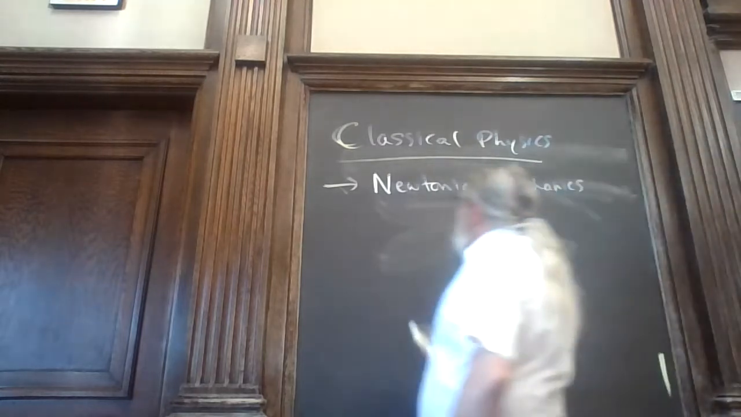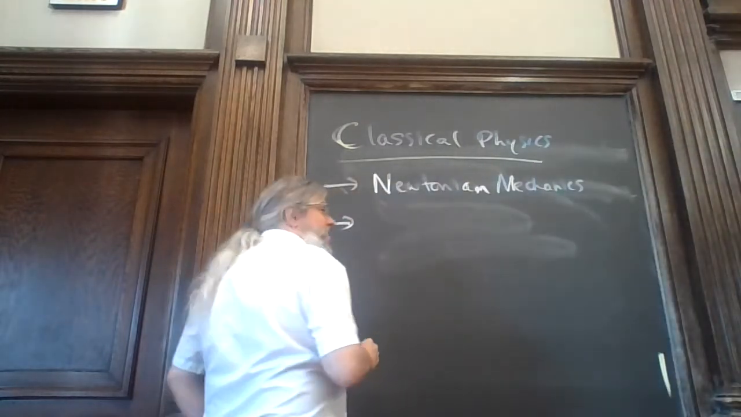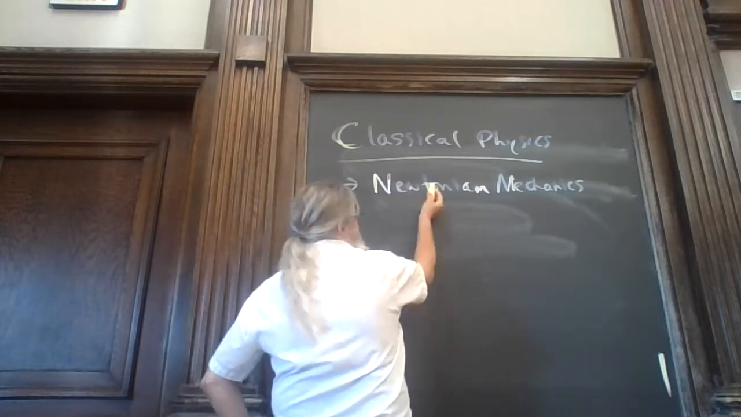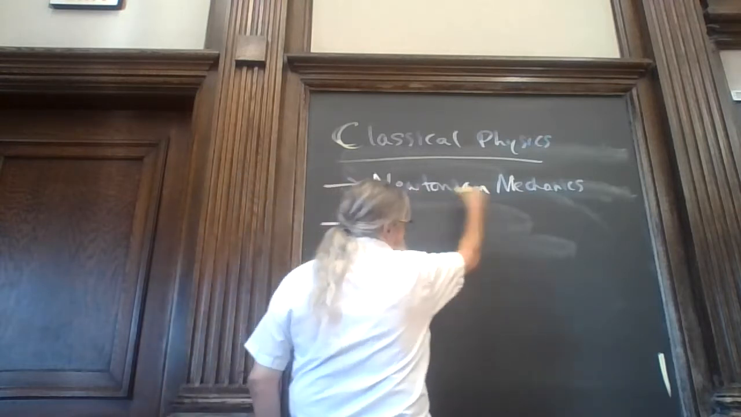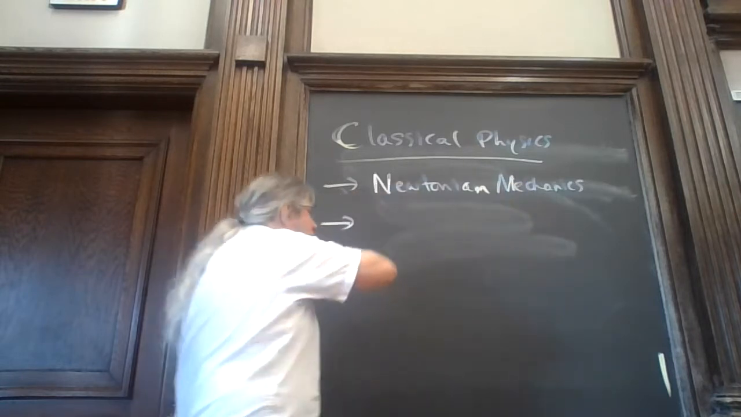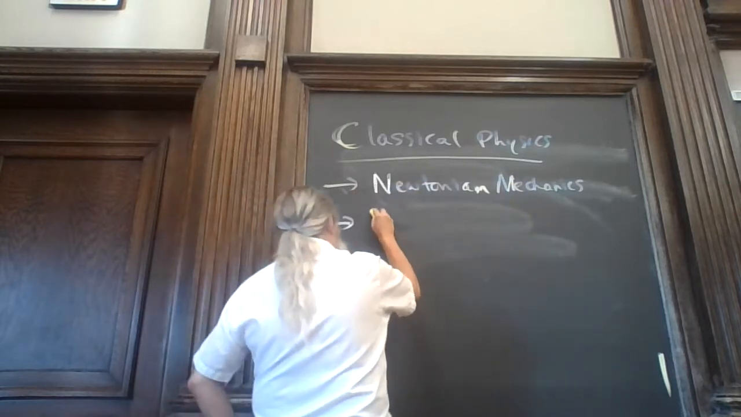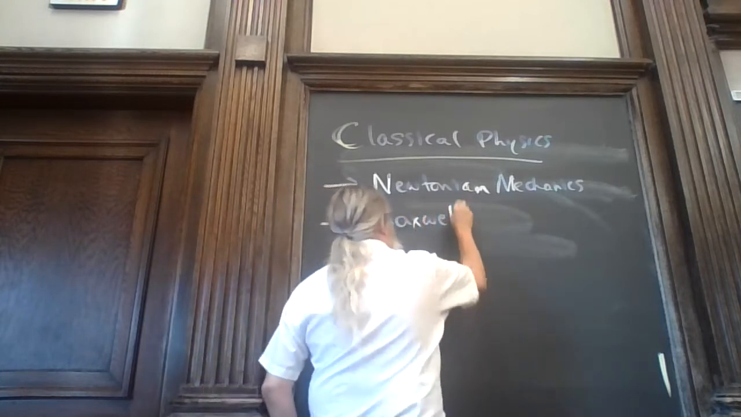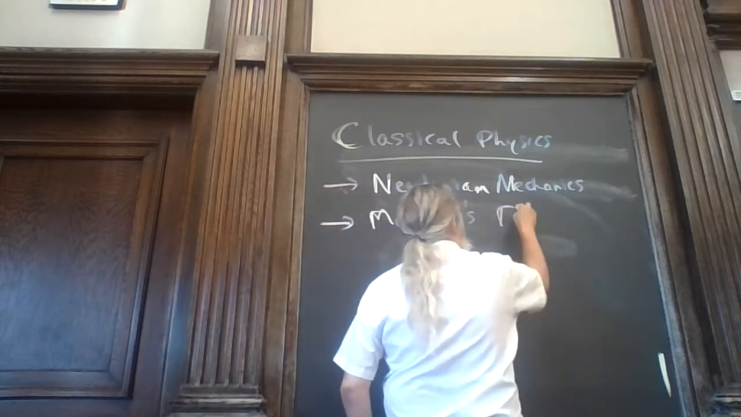Another branch of classical mechanics that really derived itself rather later, of course, is the second course. Okay, this corresponds to physics 121, if you will. Maxwell's electromagnetism.